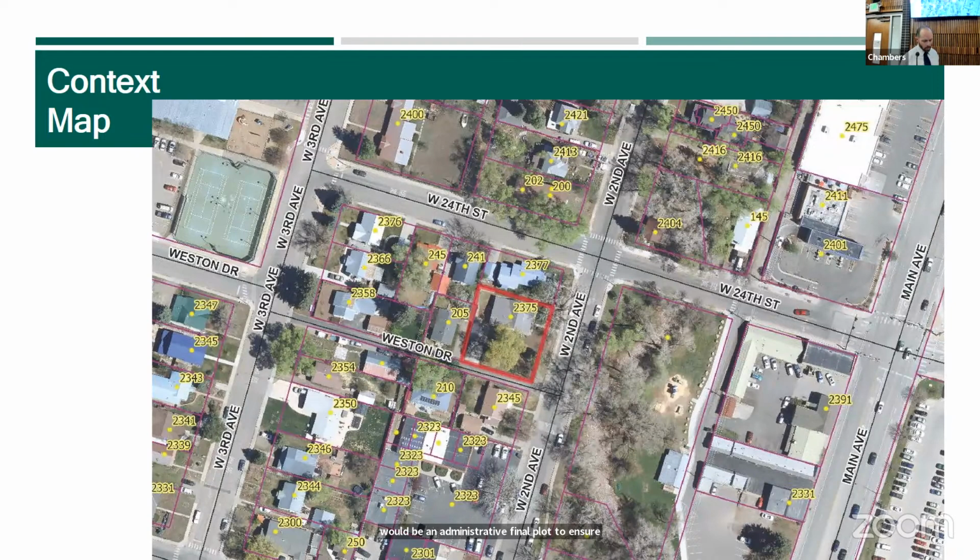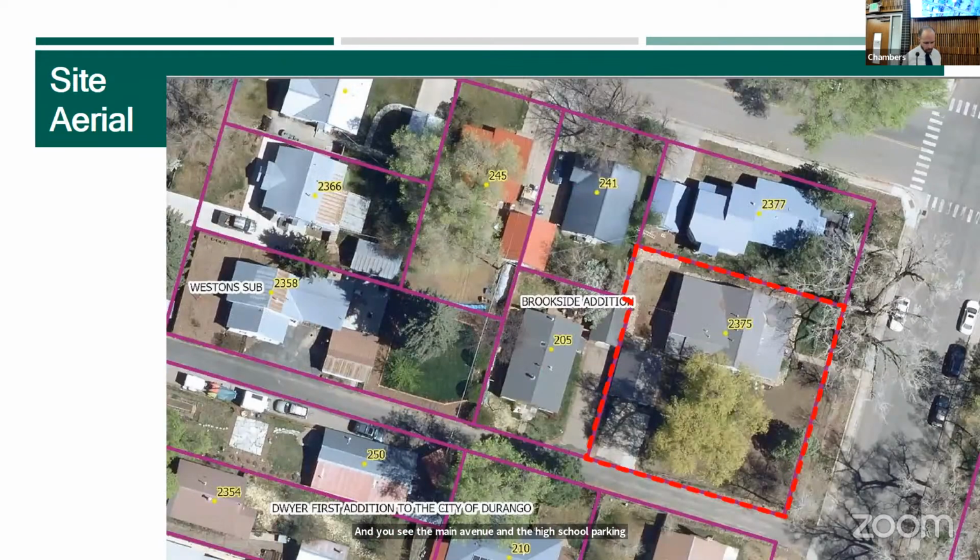So here we are for context. The property is shown in red outline, 2375. You see Needham Elementary on the left side, west of your screen, and then you see the main avenue and the high school parking lot on the right, Junction Creek running through the middle of the screen. Zooming in a little further, we may come back to this image as it's helpful. It shows the subject property in red dashed outline. Weston Drive is actually a public road there in the bottom portion of your screen. So the importance of this image, I think, is to recognize properties that do take exclusive access off Weston Drive, and there'll be more discussion about that.